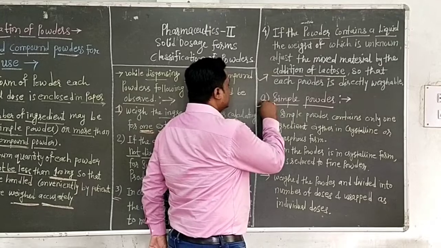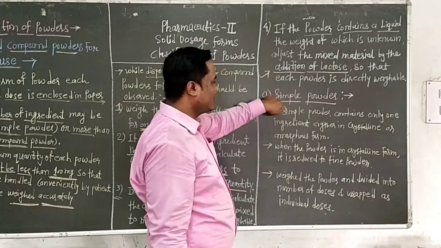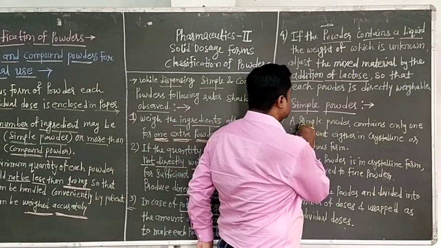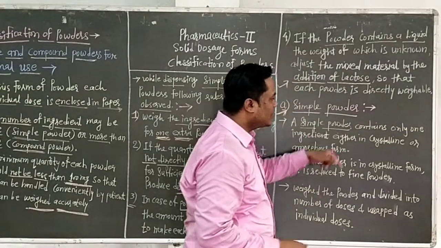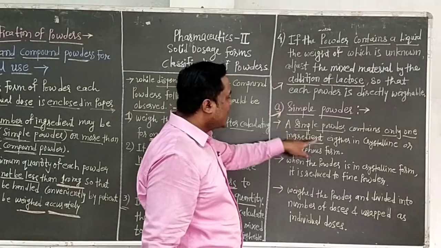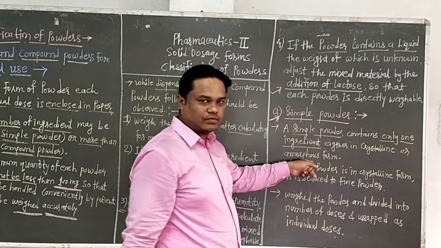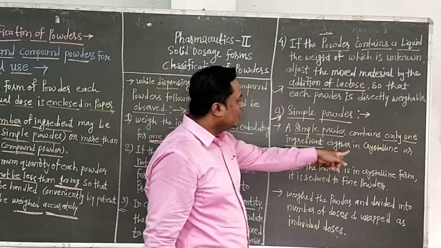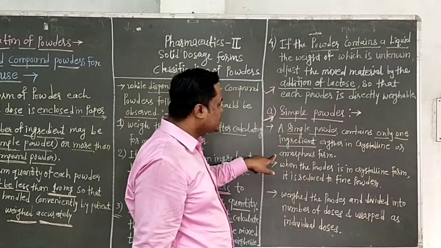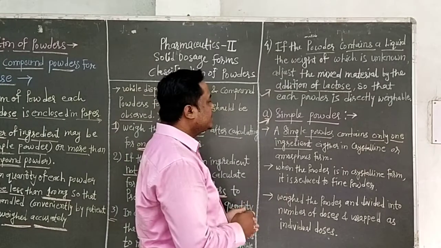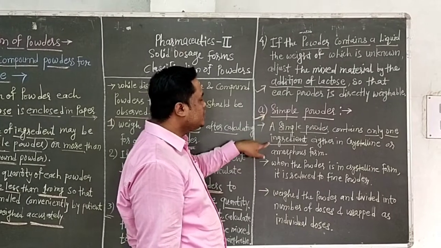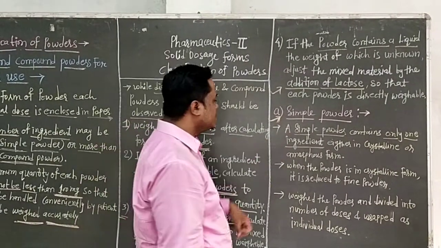Then next we have to see the first, which is simple powder. What is simple powder? A simple powder contains only one ingredient. This is important. The simple powder contains only one ingredient, either in crystalline or amorphous form. Crystalline means present in a definite shape, and amorphous means it is shapeless. A powder containing only one ingredient in the prescription is called a simple powder.